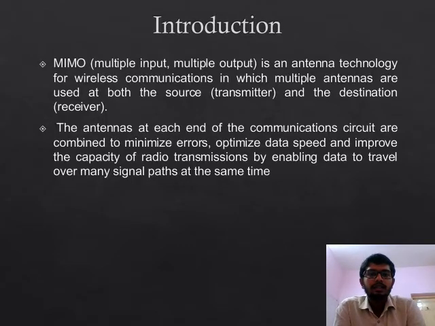The next slide is an introduction of MIMO. MIMO stands for multiple input and multiple output. It is an antenna technology for wireless communication in which multiple antennas are used at both the source, the transmitter, and the other end, the receiver. The antennas at each end of the communication circuit are combined to minimize error, optimize data speed, and improve the capacity of radio transmission by enabling data to travel over many signal paths at the same time.